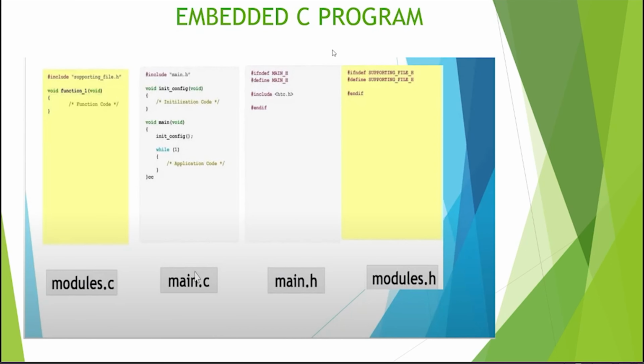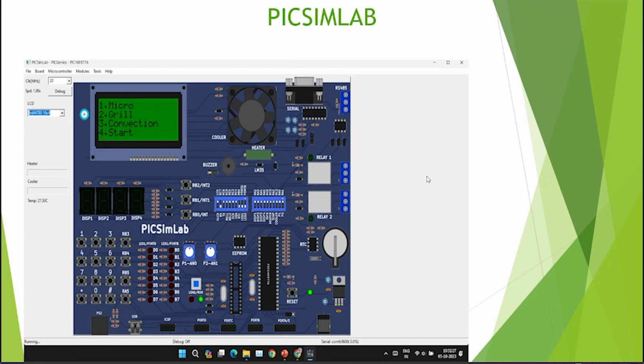Then we'll talk about embedded C programming. There are some different parts in embedded C programming, and to improve the readability of the code we use header files as well as a main file. To mention a header file we use .h and to mention a C file we use .c. So this is the structure of the code. In this way we implement the actual project. So now we talk about the software. This is the PICSimLab software where we implement the actual project.